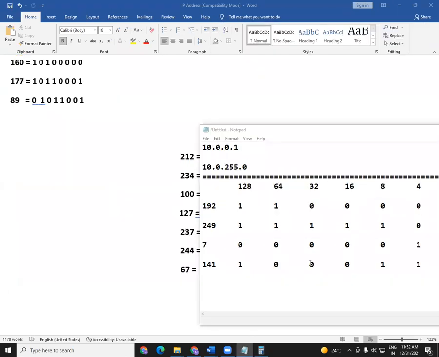Okay, these are the numbers. Can you see the numbers here? 212, 234, 100, 127, 237, 244, 67. You have like 2 minutes or 3 minutes actually. It will take some more time. So please take your time and just try to convert these numbers into your binary numbers. 212, 234, 100, 127, 237, 244, and 67.